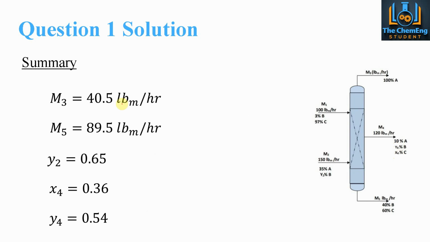So in order just to summarise everything that's asked, we now know the compositions of the Y2, X4 and Y4, and we know the flow rates of the stream 3 and stream 5. So again, that's quite a good introductory question. It should be fairly straightforward, but if you struggle to start a question, it can often be a bit overwhelming. But that's how you would go about dissecting a question like that.